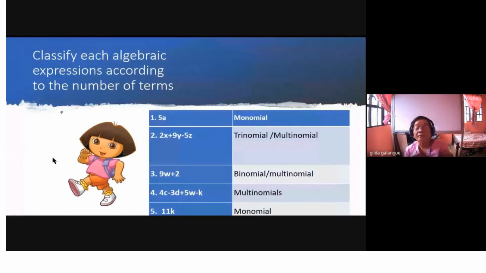So we have the given. We need to classify its algebraic expression according to the number of terms. 5a is a monomial. 2x plus 9y minus 5c, three terms. That is a trinomial, at the same time a multinomial. 9w plus 2, this is a binomial, at the same time a multinomial. 4c minus 3d plus 5w minus k, it is a multinomial, no?